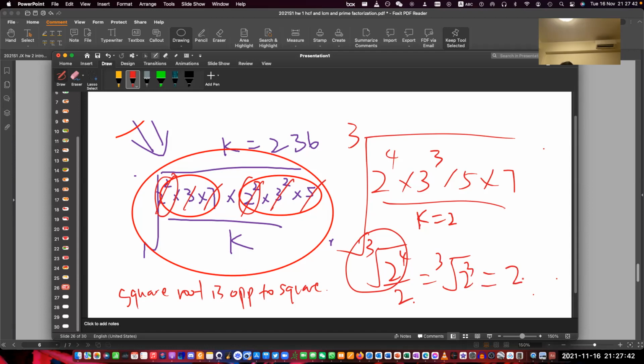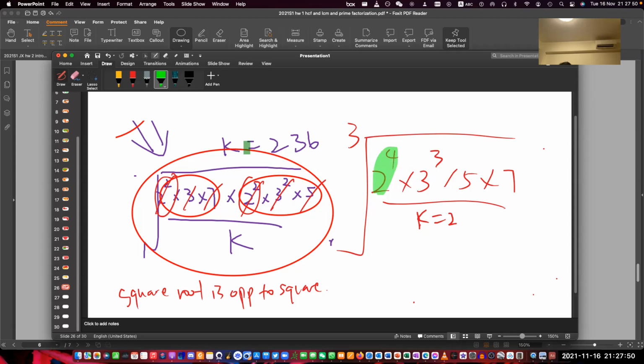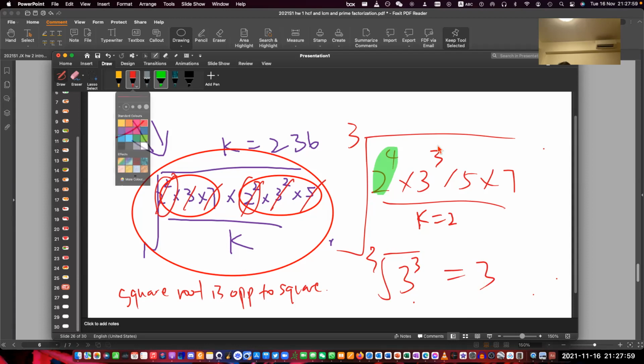So you get 2. Okay, so you need to have a 2 below. So you have done for the first term. Second term, can you cube root 3 to the power of 3? Yes. Okay, you can. So don't touch it. You don't need to add anything.